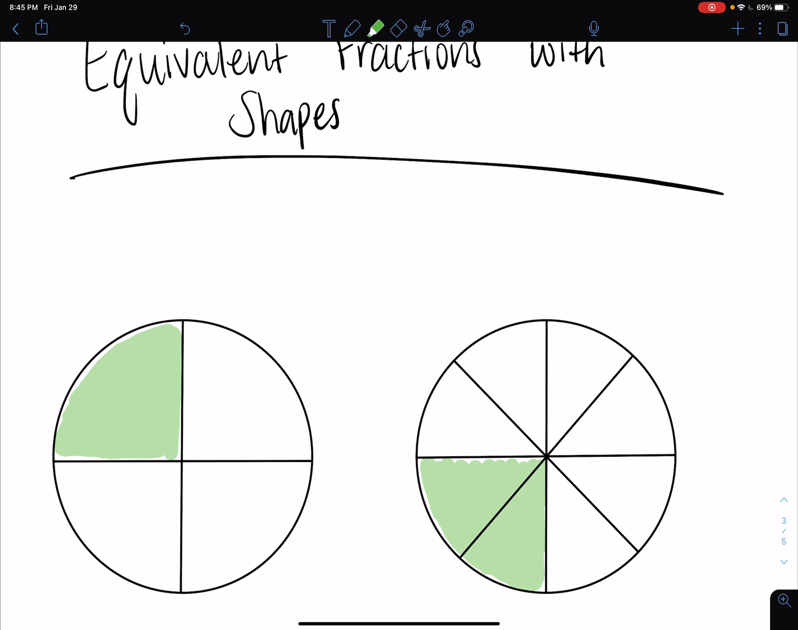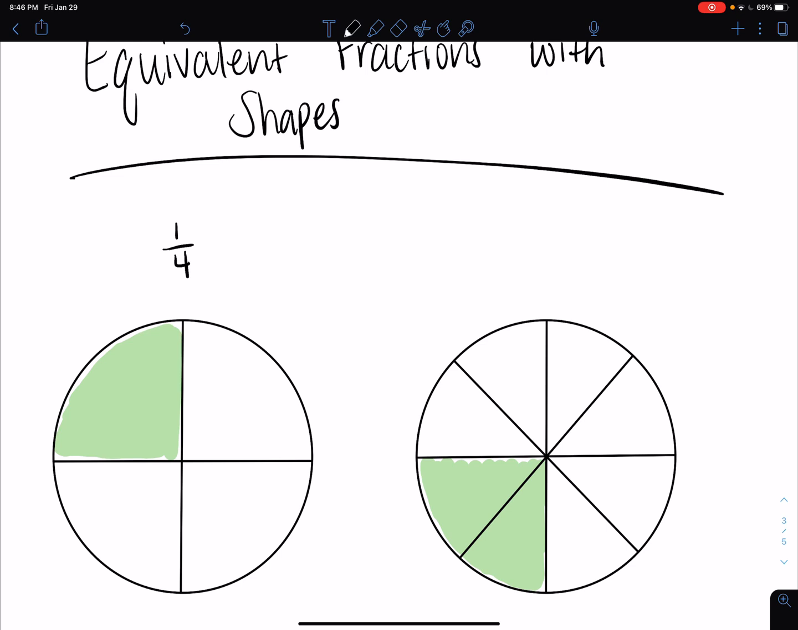So what I'm going to do to find the equivalent fraction when using shapes is first write my fraction. I'm just going to write it up here above my circles. Looking at this circle on the left, I can see that it is divided into fourths, and I have one portion shaded, so that fraction is going to be 1/4.